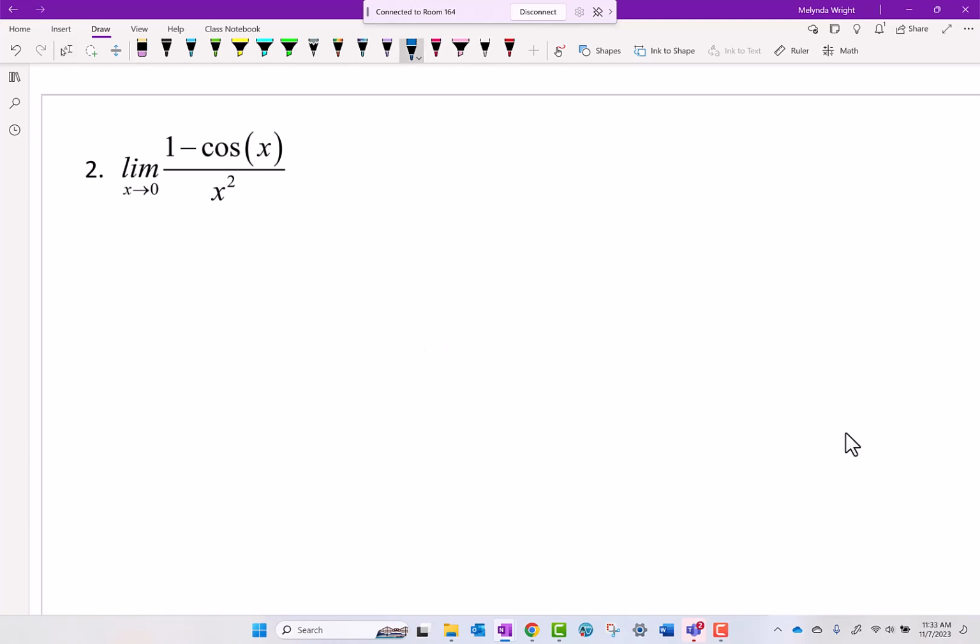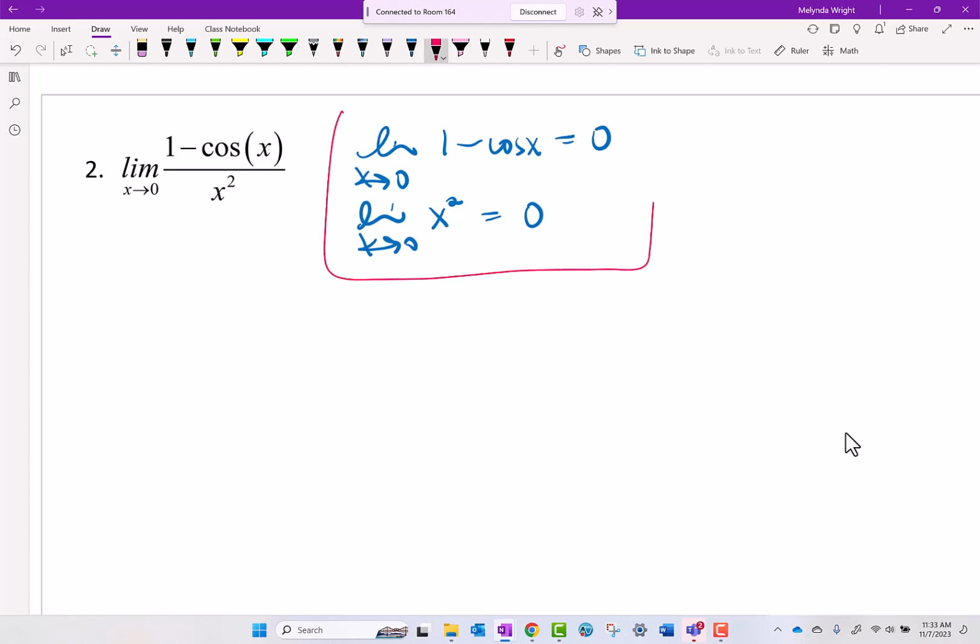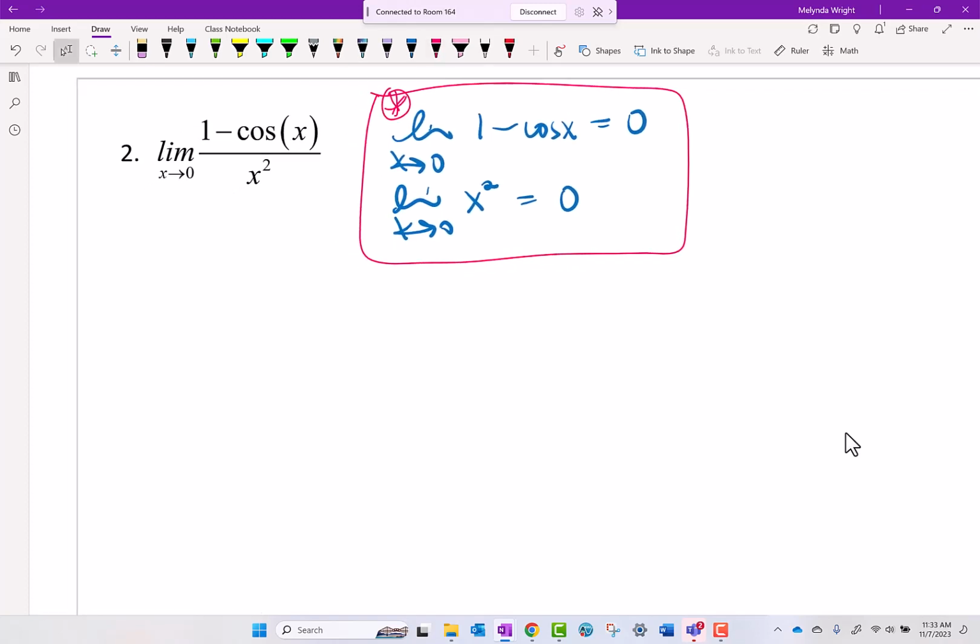So in order to do L'Hopital, we have to write our limits out. The limit as x goes to 0 of 1 minus cosine x. Well, that's 0, right? Because cosine of 0 is 1. And the limit as x goes to 0 of x squared, I sub in a 0 and I get 0. Again, this is required. You have to write this. That allows me to use L'Hopital. Okay, so let's do this. So we've got L'Hopital.